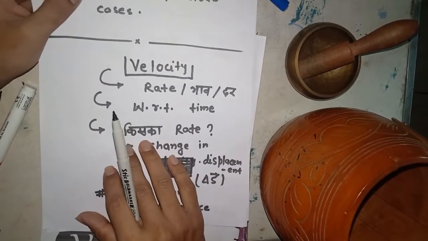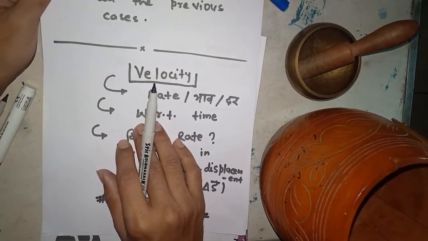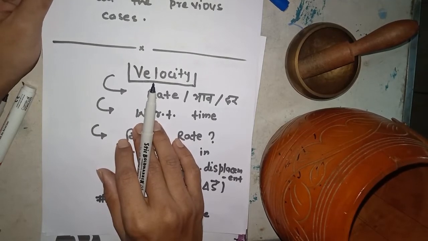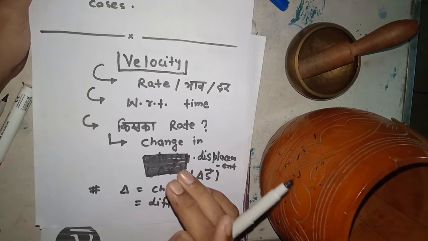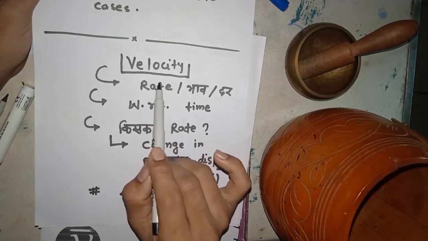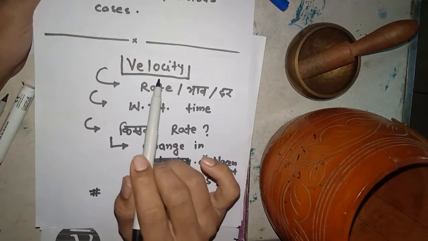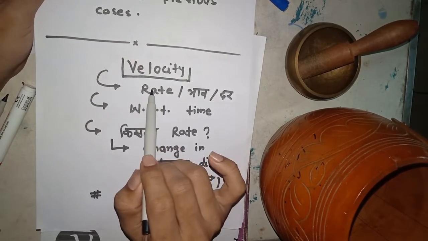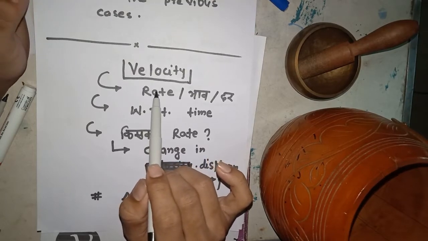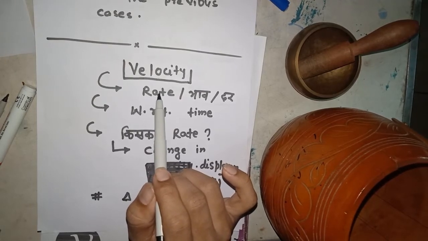Now, the third important term here is velocity and speed. I am giving you some idea about what velocity means. You have to grasp it and understand this term, because if you don't understand these kinds of terms, you cannot solve the problems in kinematics.